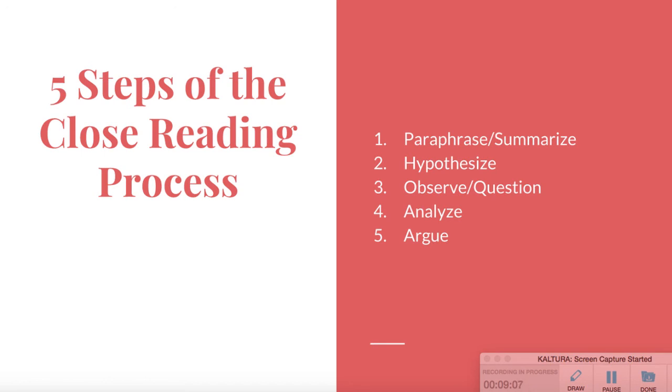The fourth step is to analyze. This is where you begin to explain how the elements that you have identified in step 3 relate to your paraphrase or hypothesis of the text. And then finally, in step 5, you make an argument about the text and explain why the analysis is significant.